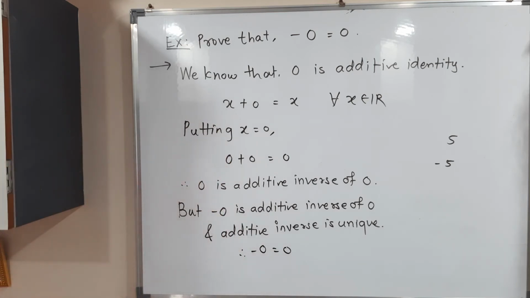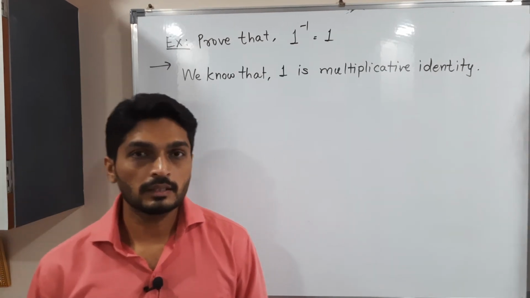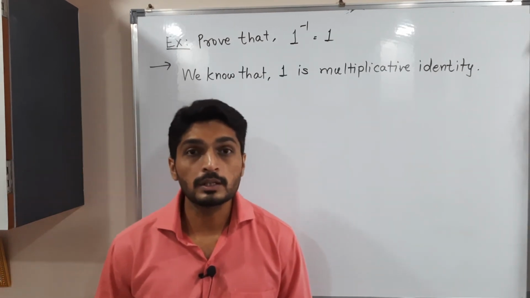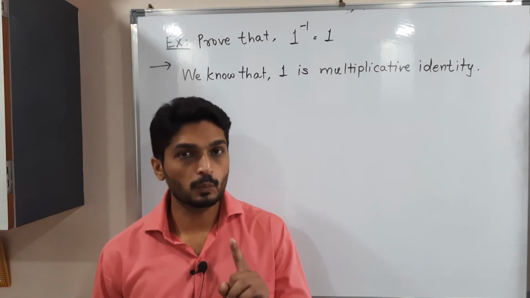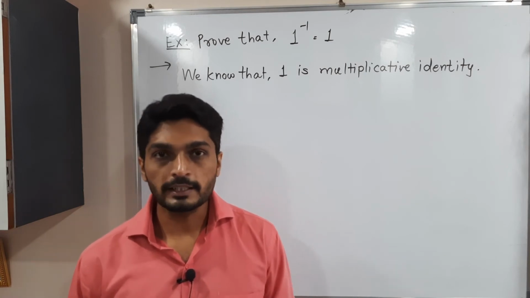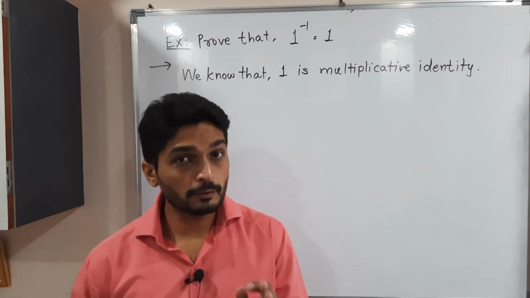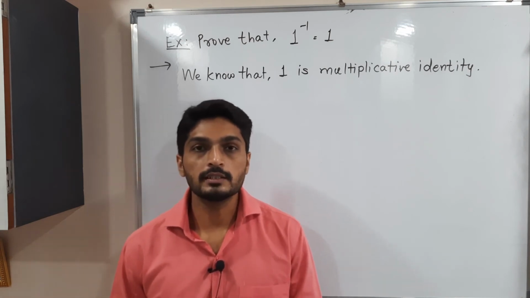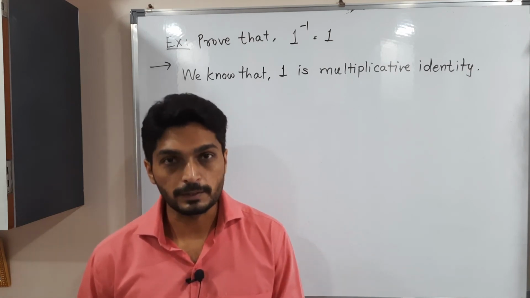Make a screenshot of it. After that we'll go for the next example. See, here we have to prove the multiplicative inverse of 1 is 1. So maybe you will think it is obvious. Yes, it is obvious, but we have to prove it using the results and properties which we have studied.